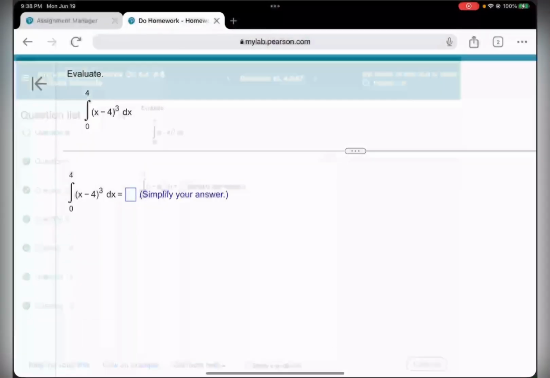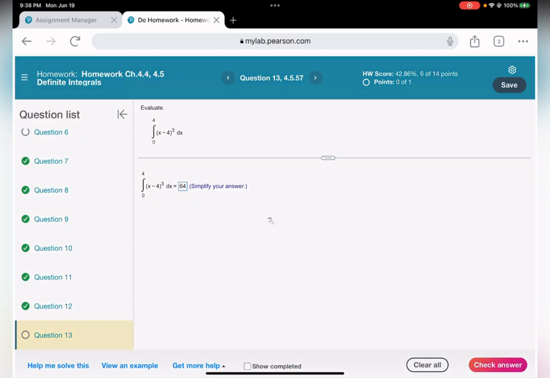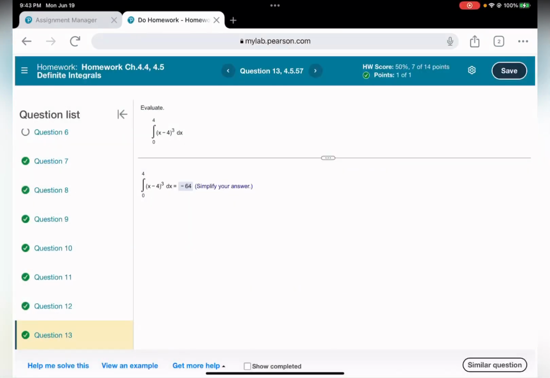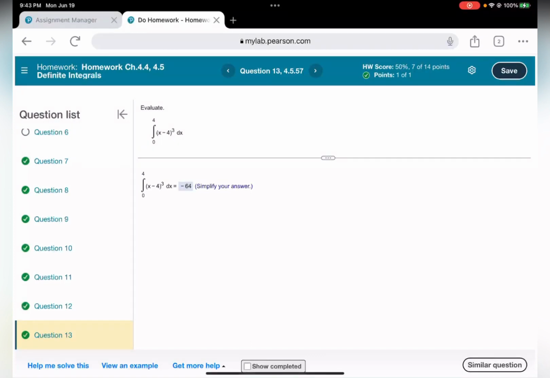Okay, let's see. 64. All right. Oh, I forgot to put the negative in. I thought I was recording, and I just found this mistake: negative 64, because here we had negative 1/4, minus this negative, so 64 also here. And I forgot that I'm not recording. I'll just plug in 64. Trust me, it's correct.